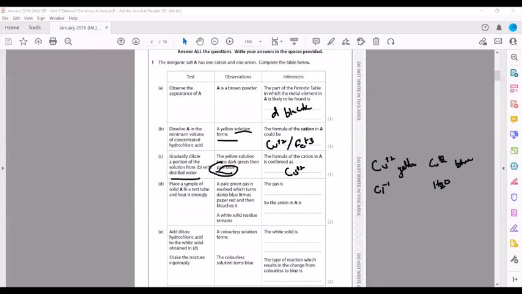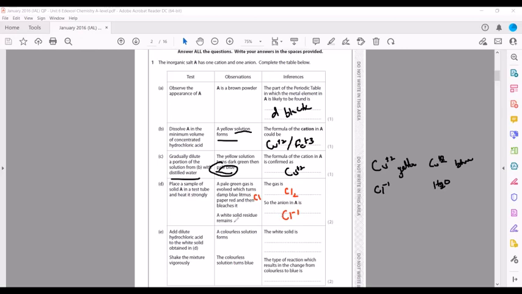The next part: place a sample of A in a test tube and heat strongly. A pale green gas is evolved, which turns damp blue litmus red and then bleaches. This gives an idea that the gas given off is chlorine. If chlorine gas is given off and it bleaches, a white solid residue remains. What could the white solid residue be? Because chlorine gas is given off, the anion, the negative ion, will be chloride ion, because if chlorine gas is given off, the chloride ion is present in the substance.